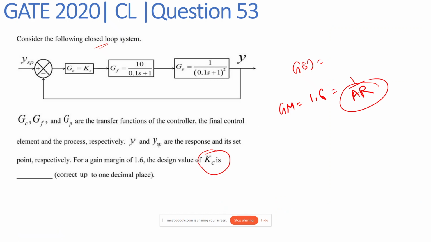So do you have any doubts in this question? Or else we can move on to the last question of today.